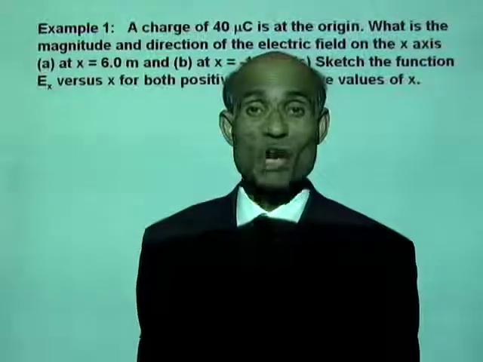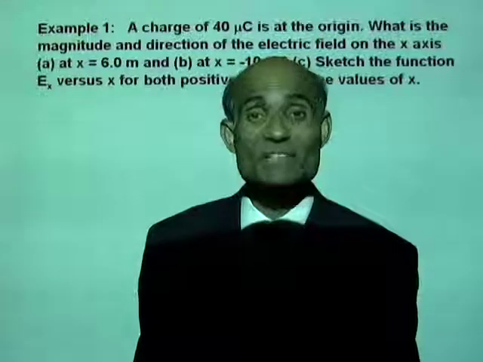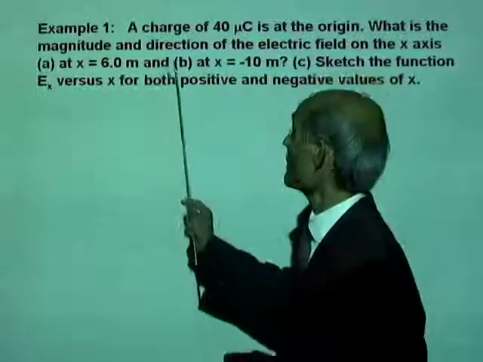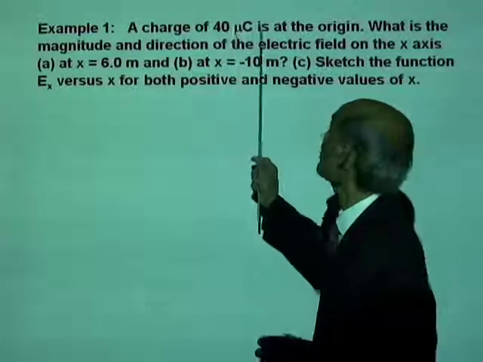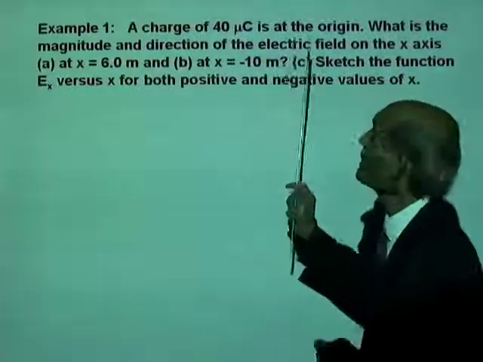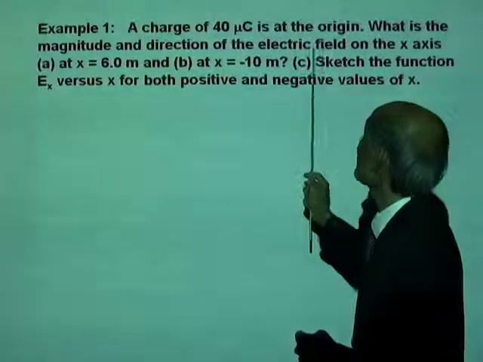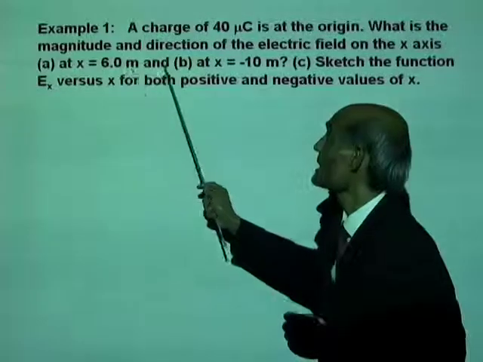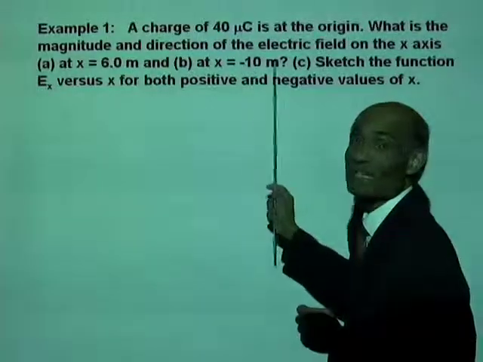We will now use the concept of electric field and the electric field intensity to solve problems. Alright, let's start with one. A charge of 40 microcoulomb is at the origin. What is the magnitude and direction of the electric field on the x-axis at x equal to 6 meter, and b, at x equal to negative 10 meter?